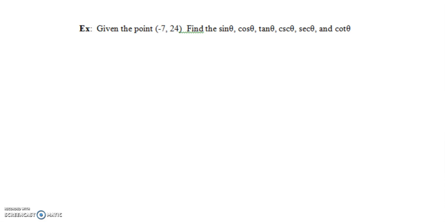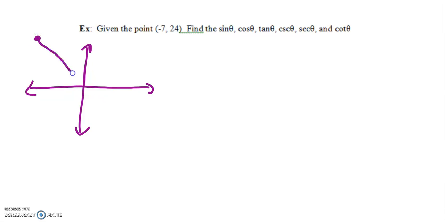Let's keep going with this idea, given the point (-7, 24). Okay, so if I draw a quick sketch, I know it's not going to be perfect, but if I think right negative 7, up 24, it's going to be in the second quadrant. I'm going to connect the point (-7, 24) to the origin. I am going to drop a perpendicular here and make a little right triangle.